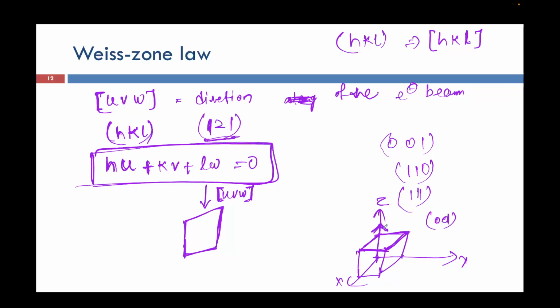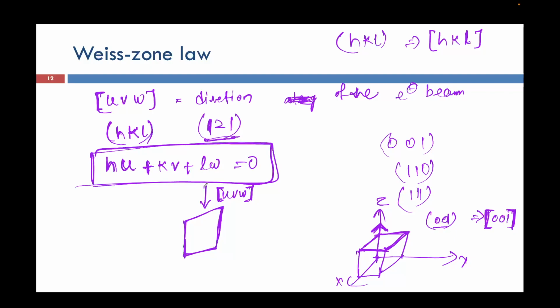That means I can write my plane not only as a plane but also as the 0 0 1 direction. So in an orthogonal or cubic system, the 0 0 1 direction will give me the normal to the 0 0 1 plane.